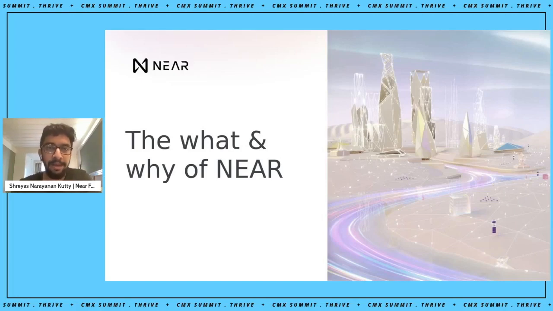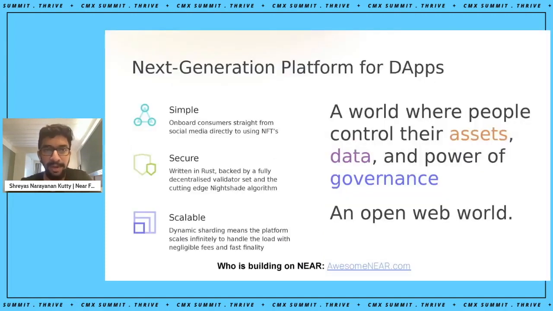So to begin with, the what and why of Near. What are we doing at Near and why are we doing this? So here's our vision, which is a world where people control their data, assets, and power of governance. And that's our definition of an open web world. And so what does that concretely mean, given that it's a high level vision? How does that translate into actual tangible stuff?